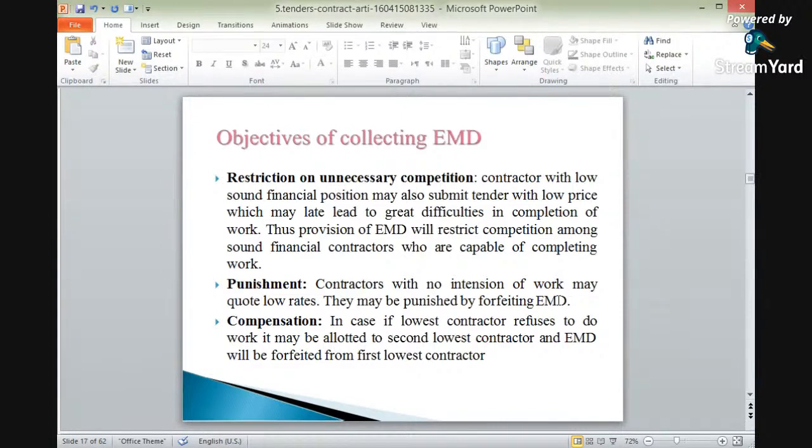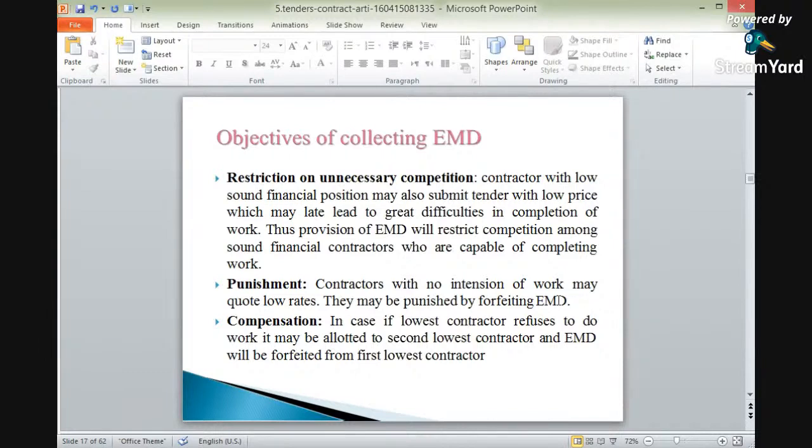Thus, the provision of EMD will restrict competition to sound financial contractors who are capable of completing the work. Those who are actually capable of doing the work will be given the contract, and will complete the work within the stipulated time and within the stipulated amount.